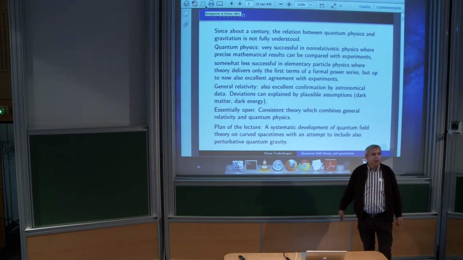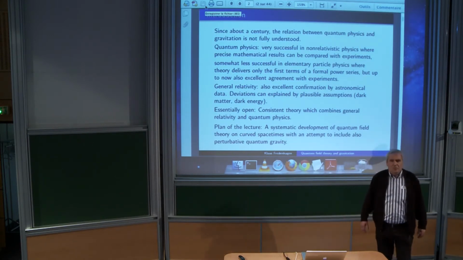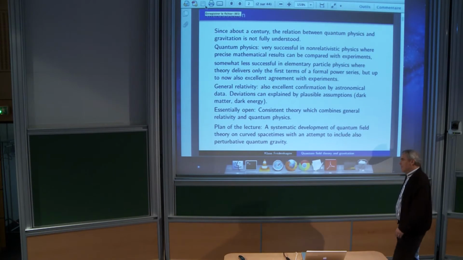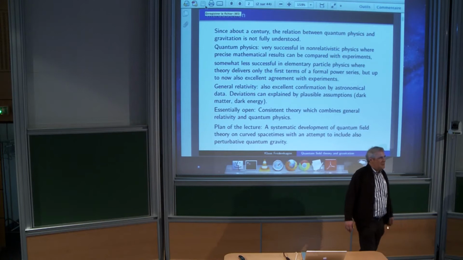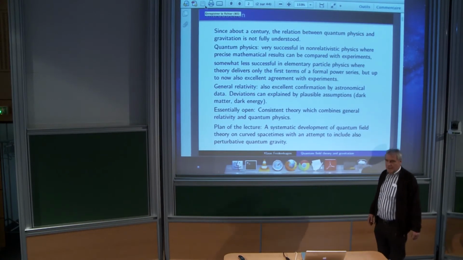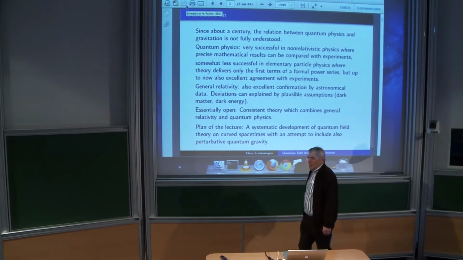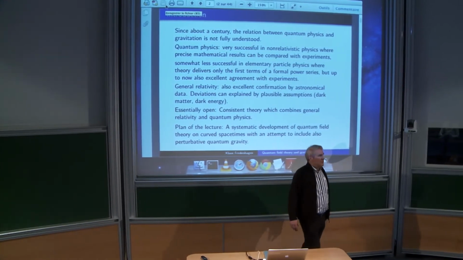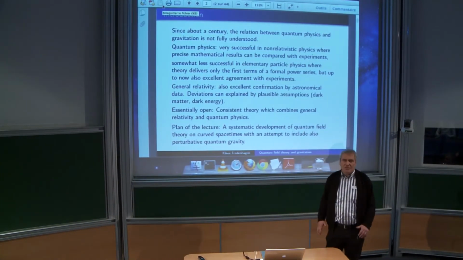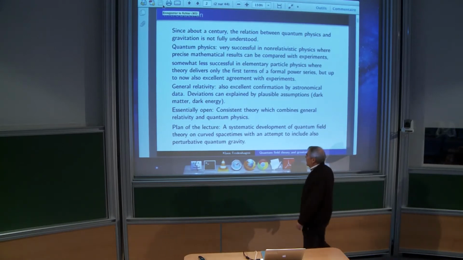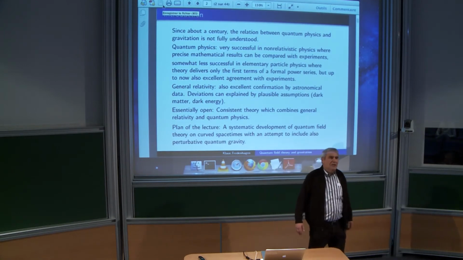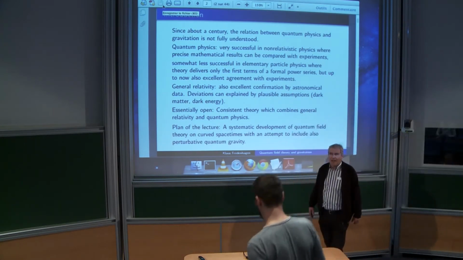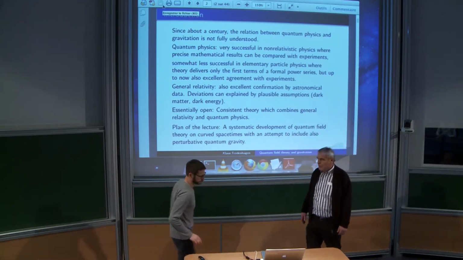Now, we all know that the problem of relating quantum theory and gravitation is a long-standing issue, around 100 years old, and without a definite solution until now. This is in spite of the fact that quantum physics is a well-established theory with a lot of nice verifications, in particular also in elementary particle physics, where of course the mathematical status is not as good as in non-relativistic quantum mechanics.